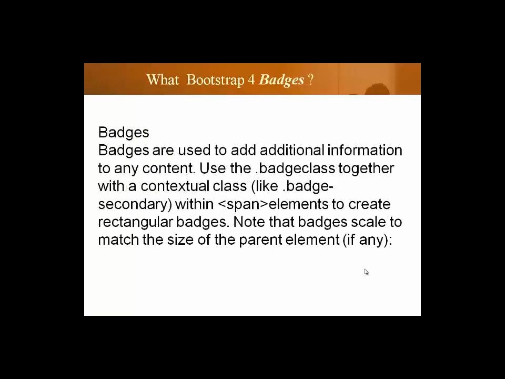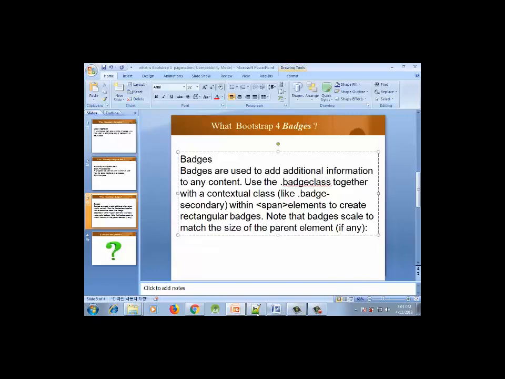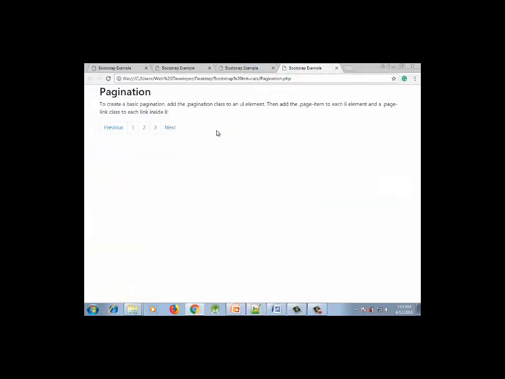Third is badges. Badges are used to add additional information, used with the badge class together with the context. You can add extra information about your website using the badge classes. In these three topics, I will teach you step by step how you can use them for your websites according to your needs. Let's come to the projects here: paginations.